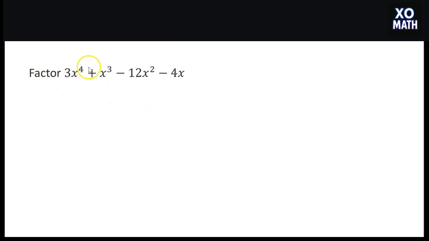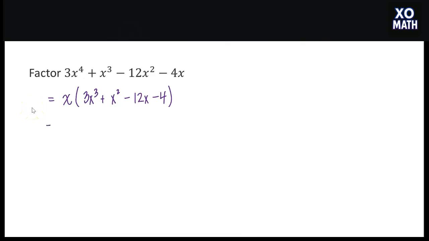Now we want to factor 3x to the fourth plus x cubed minus 12x squared minus 4x. Well, first thing that we should recognize is that there is a greatest common factor. Each of these terms has an x in common. So we'll start by factoring out that x, and we'll be left with 3x cubed plus x squared minus 12x minus 4. And we're going to use factor by grouping on that part that's left over with the 4 terms.